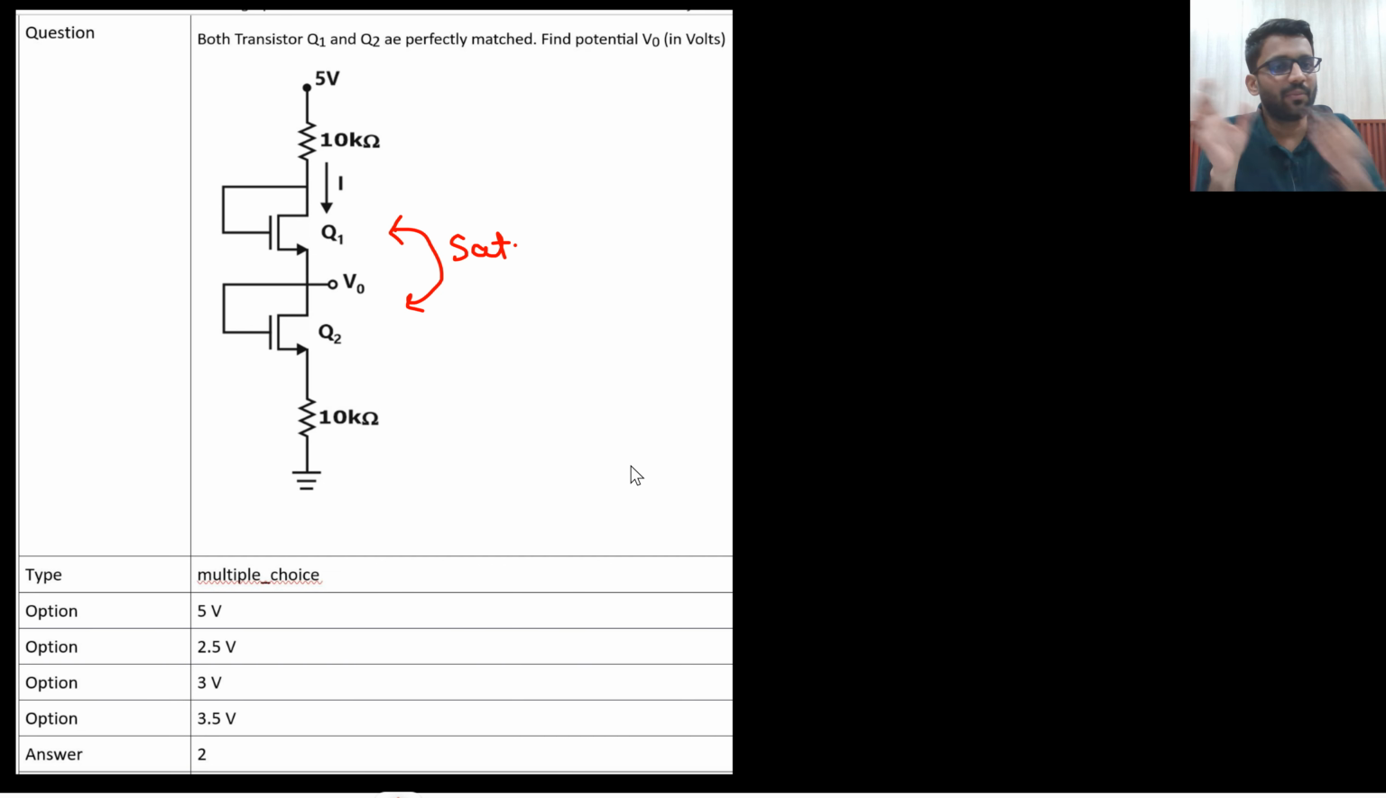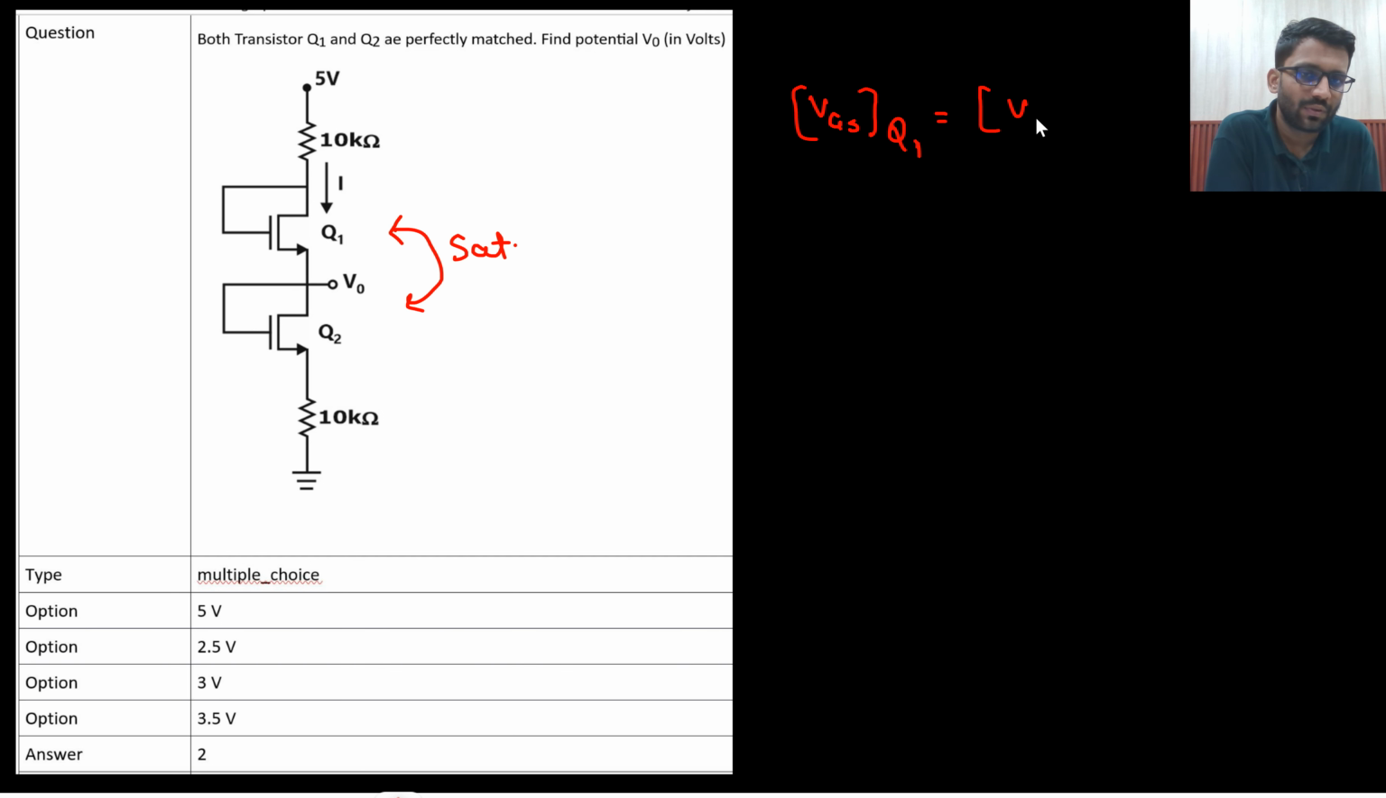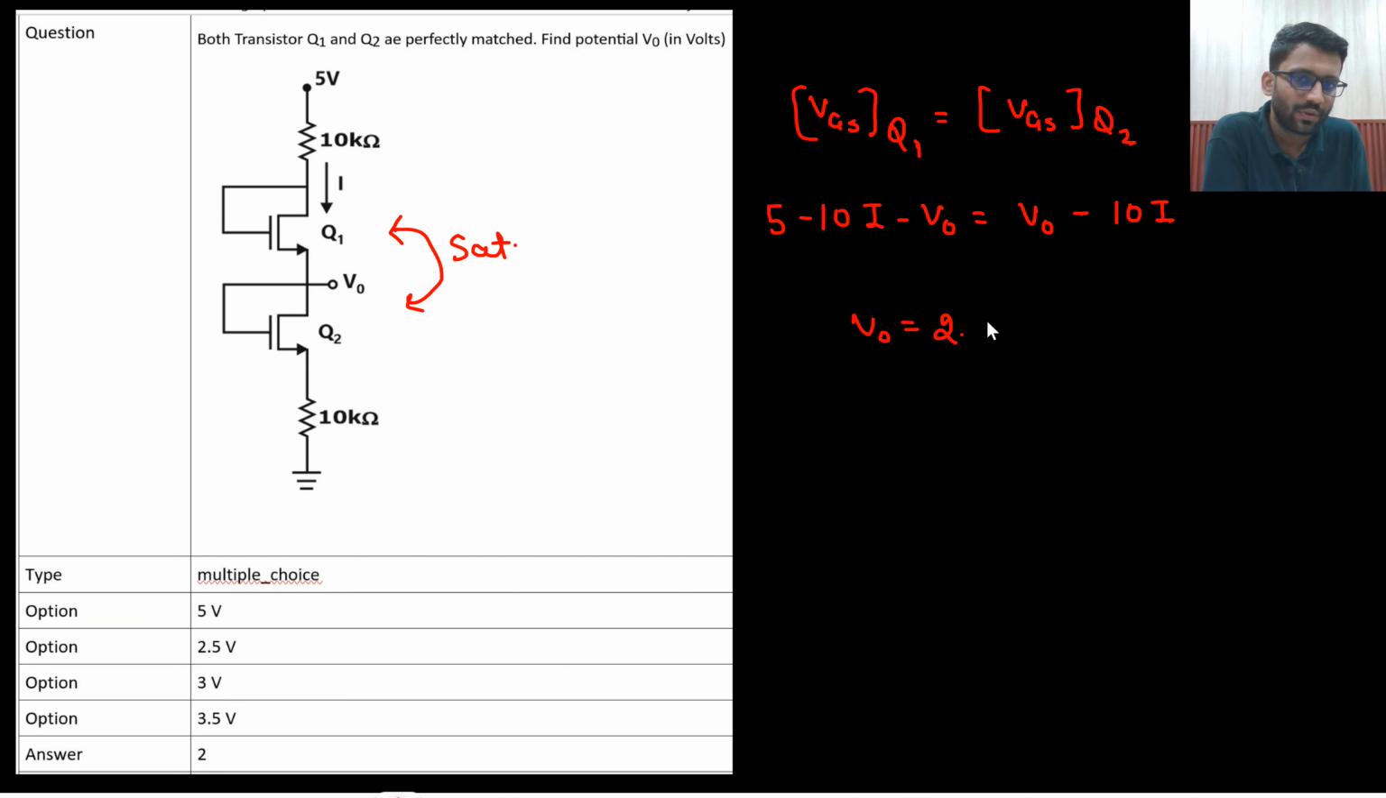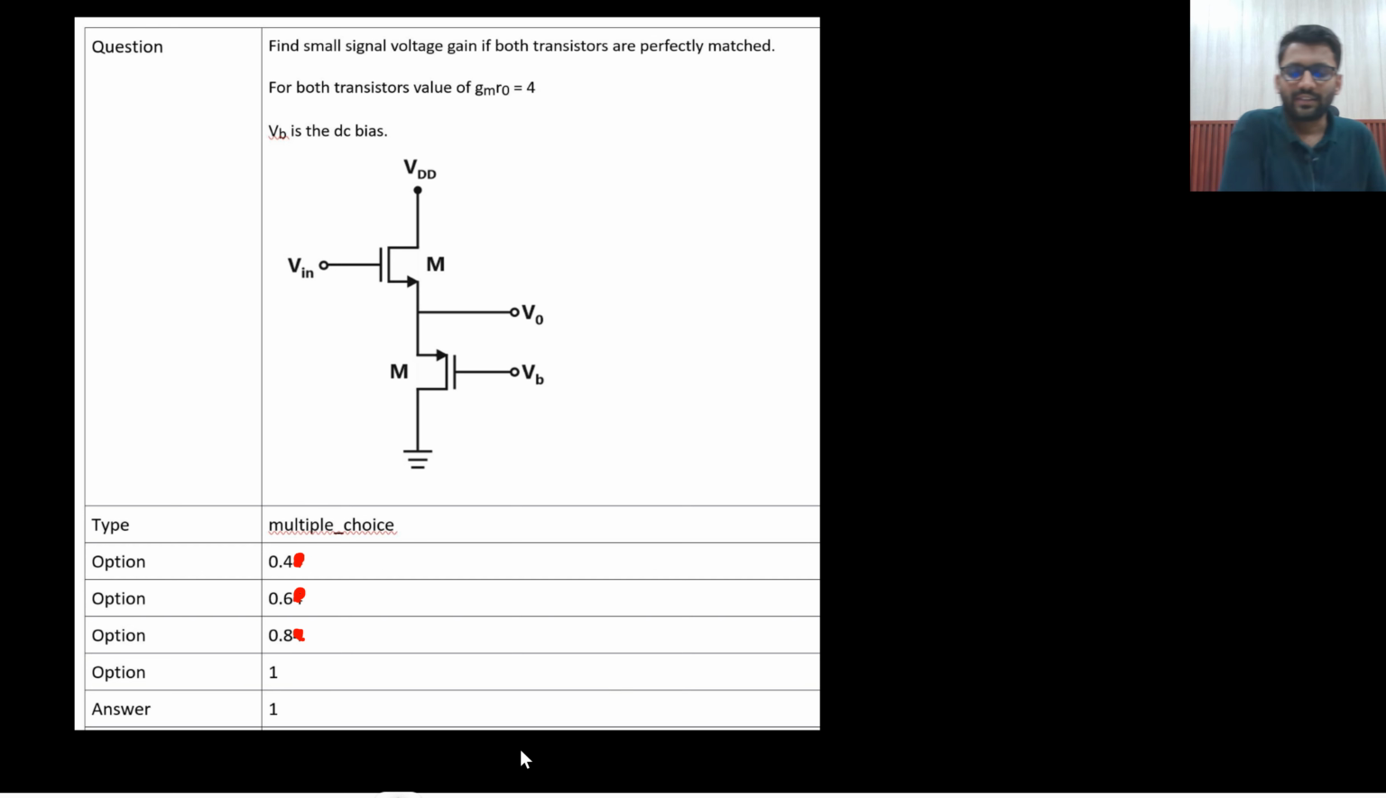So if both are driving the same current, mu Cox W by L value is same, Vt value is same, that means VGS of both of them will also be same. VGS of Q1 should be equal to VGS of Q2, right? So 5 minus 10I, this is the gate potential, minus V0, this is the VGS of Q1, would be equal to VGS of Q2, V0 minus 10I, right? So 10I getting cancelled. So V0 will be equal to 2.5 volt. So that's it. This is the answer. Okay, very easy. Let's see the solution of this one.